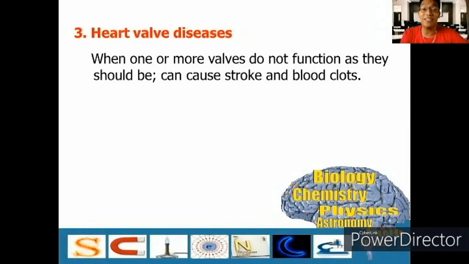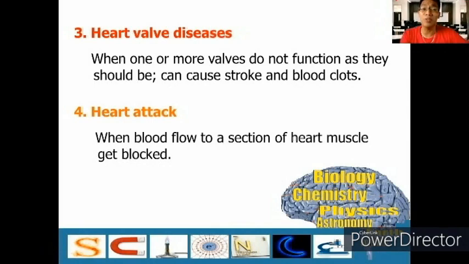The third cardiovascular related disease is heart valve disease. If you could still recall in our previous discussion on circulatory system, in particular the parts of the heart, our heart has some valves. And these valves are responsible for preventing the backward flow of the blood. So when one or more valves do not function as they should, sometimes this can lead to stroke or blood clots.